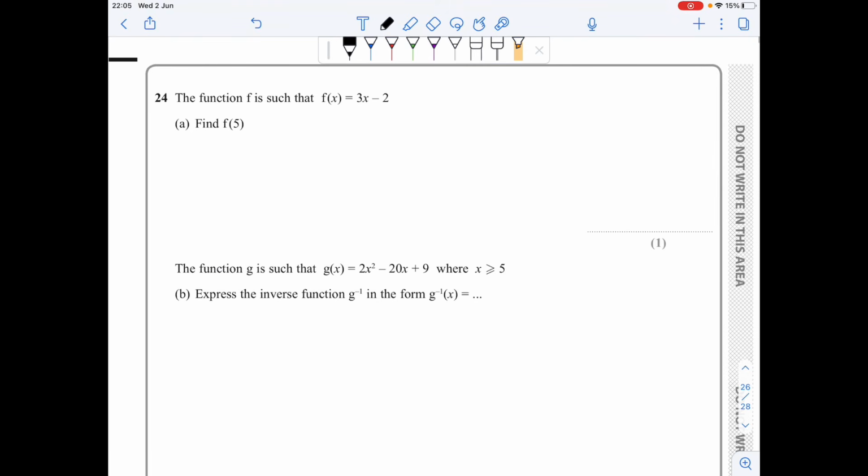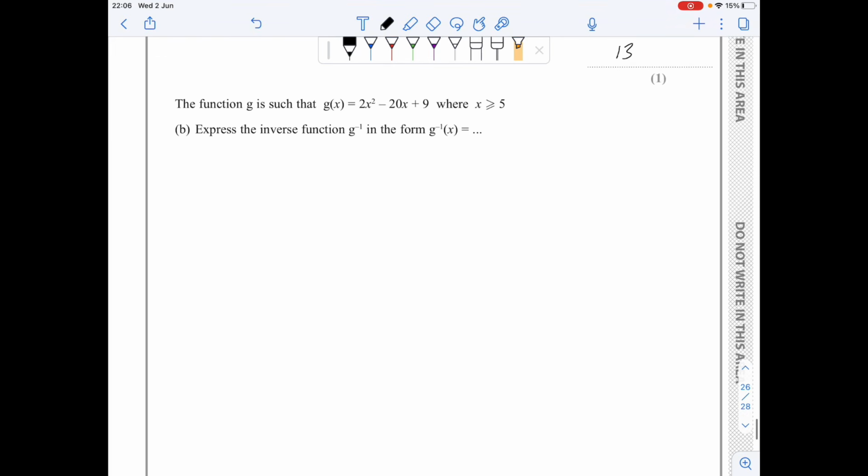For question 24, part A, I will start by replacing x with 5, and the answer is 13. Then in part B, I need to find the inverse function. y is equal to 2x squared minus 20x plus 9. Let's swap x and y. So x equals 2y squared minus 20y plus 9.